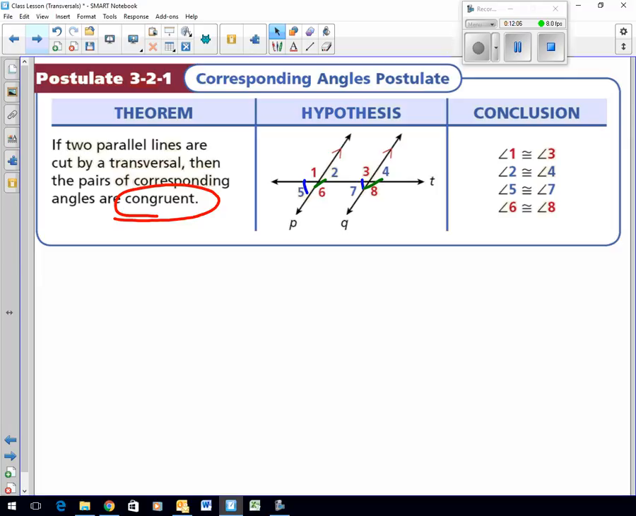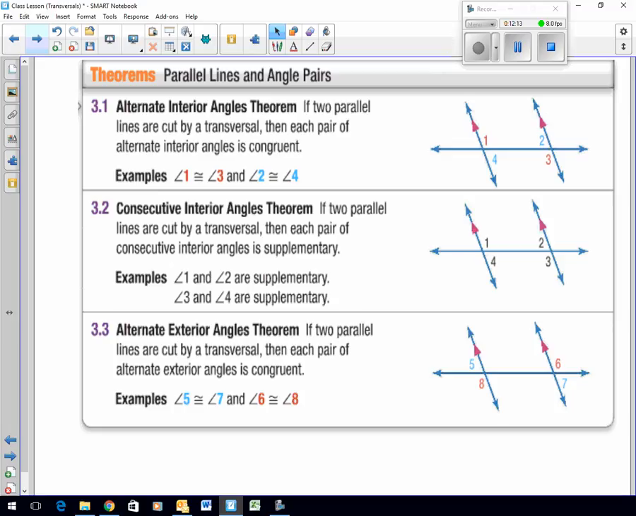Who's got corresponding? 5 and 7. Okay. So far, so good. Then it gets real. Here's what you need to remember on these. Alternate interior angles are congruent. Two parallel lines cut by a transversal: each pair of alternate interior angles are congruent.